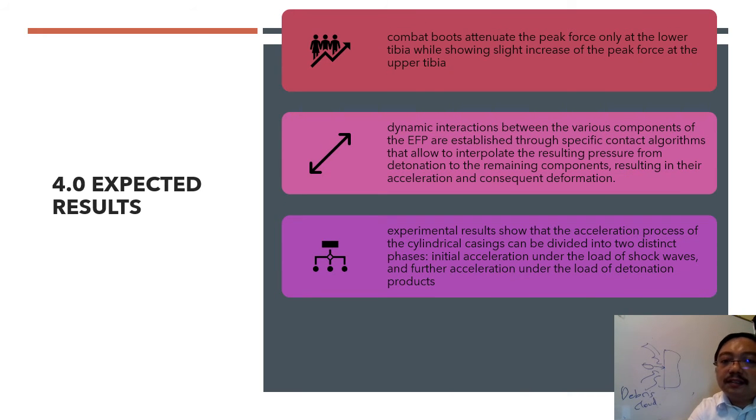And this is the expected result. Combat boots attenuate force only to the lower tibia. This is what they are doing on combat boots. And this is the dynamic interaction of various components of the EFP, explosively formed projectile, based on a specific contact algorithm that allows interpolation, resulting in projectile detonation. And another one: experimental results show the acceleration process of the cylindrical casing can be divided into distinct phases: initial acceleration under load, shock wave, and the direction of the load of detonation products. This is among the expected results.